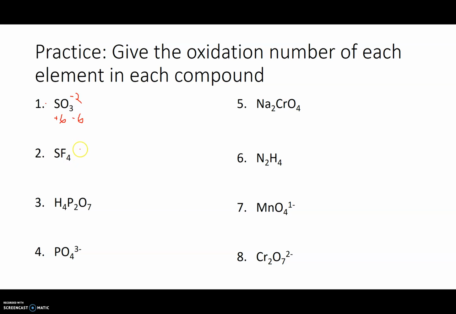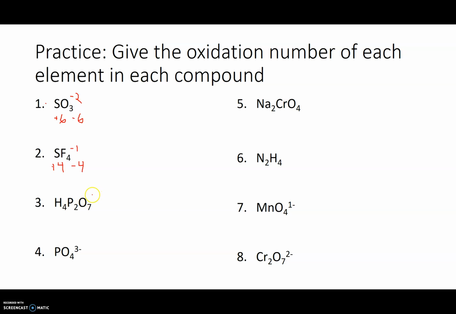Okay. Now, also one of the rules, if you go back to the rules, is that fluorine is always -1. And there are 4 of them, so the total oxidation states given by fluorine are -4. So therefore sulfur has to be +4 for the total charge to be 0.